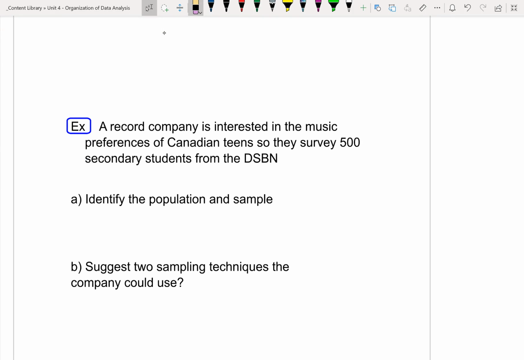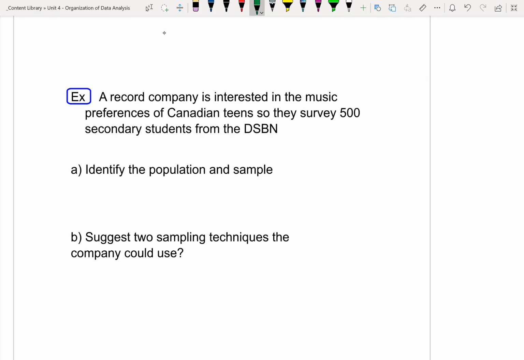Second question. If a record company is interested in the music preferences of Canadian teens and they survey 500 secondary students from the DSBN, we want to be able to identify the population and the sample. So remember, the population is all the individuals that we're studying. So in this case, all the individuals that we're studying are Canadian teens. That's our population. Our sample is the subset of this group. So the group of Canadian teens that we were looking at specifically and gathering data on are DSBN students. Because that is the group that we're looking at.